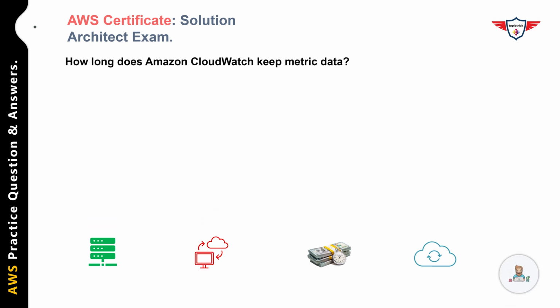How long does Amazon CloudWatch keep metric data? Your options are 1 day, 2 days, 1 week, or 2 weeks. The correct answer is 2 weeks. So Amazon CloudWatch metric data is kept for 2 weeks.